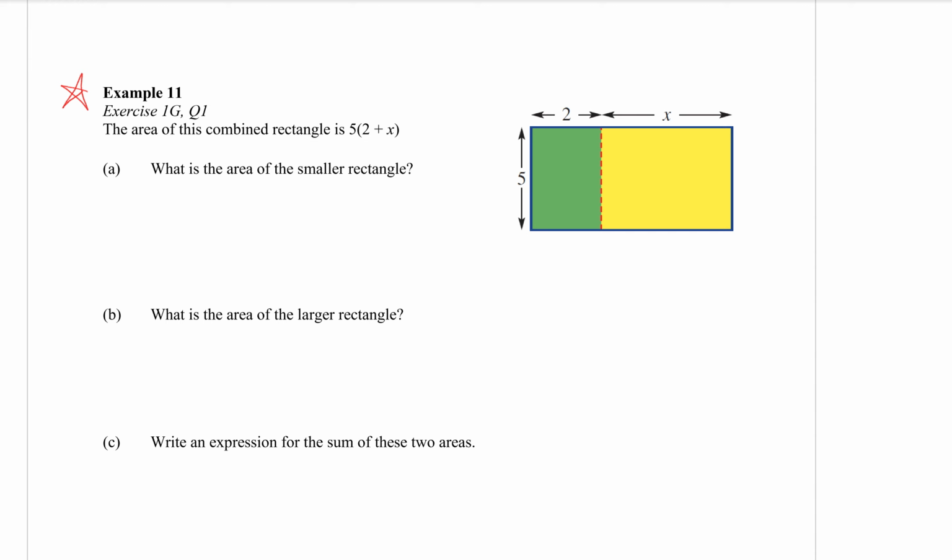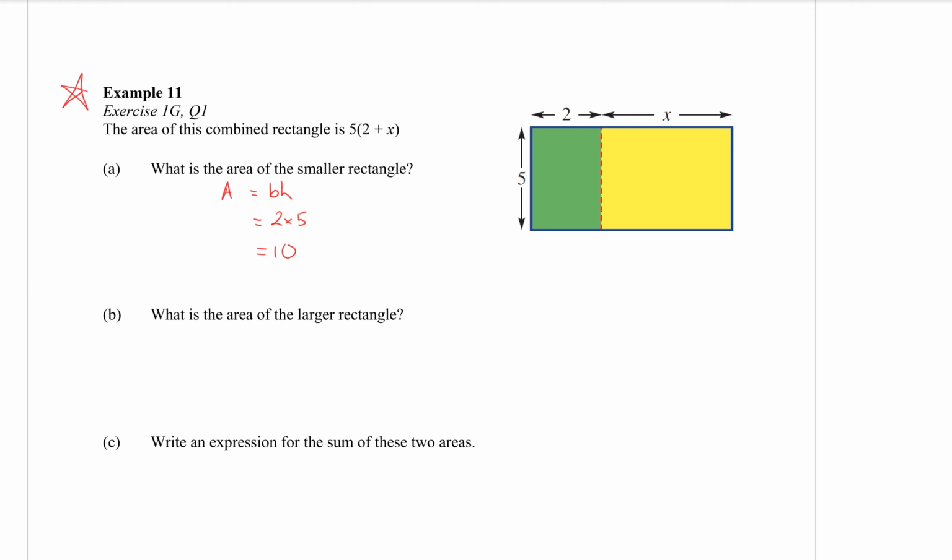All right, part A says, what is the area of the smaller rectangle? So that's the green bit. Okay, so just like I said, the area of a rectangle is base times height. What is the base and the height of the green one? The base would be the 2, and the height would be the 5. Okay, so 2 times 5 equals 10. No algebra in that. That's just normal area stuff.